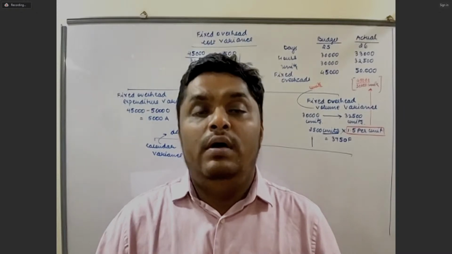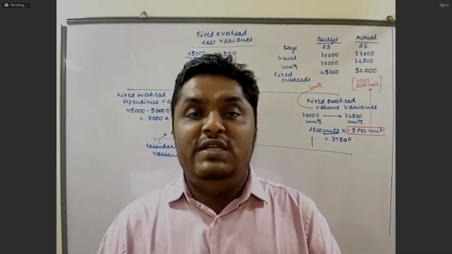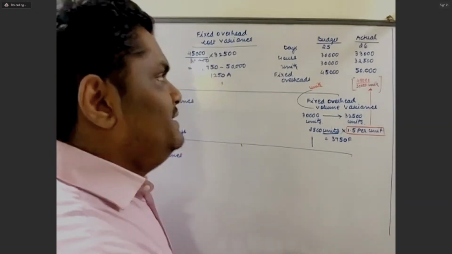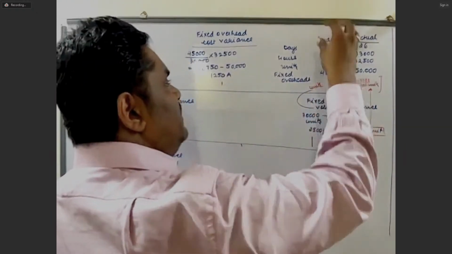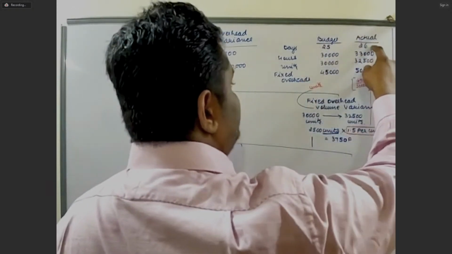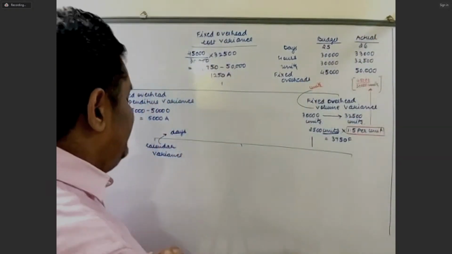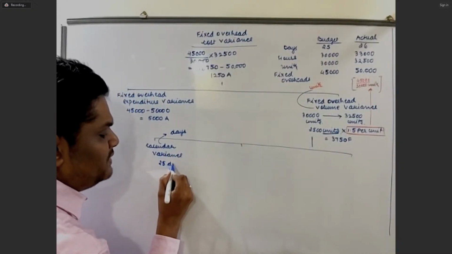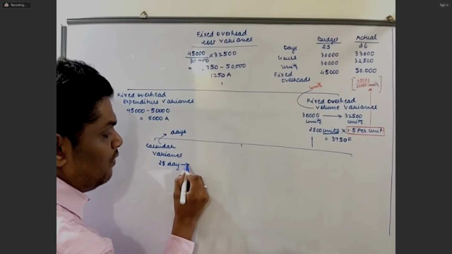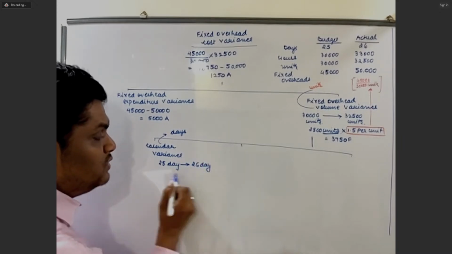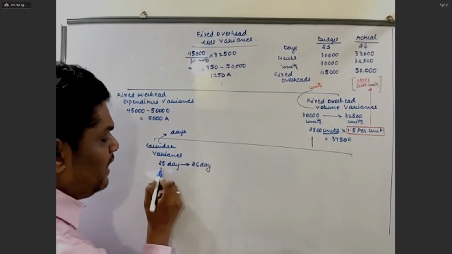Again, I repeat, forget about the efficiency part. I'll be covering this part separately. But when talking about the days, the company advised their workers to work for 25 days in a month, but the workers did a great job and were present for 26 days in a month. That is 1 day extra they were present. So this variance will be favorable for the company.